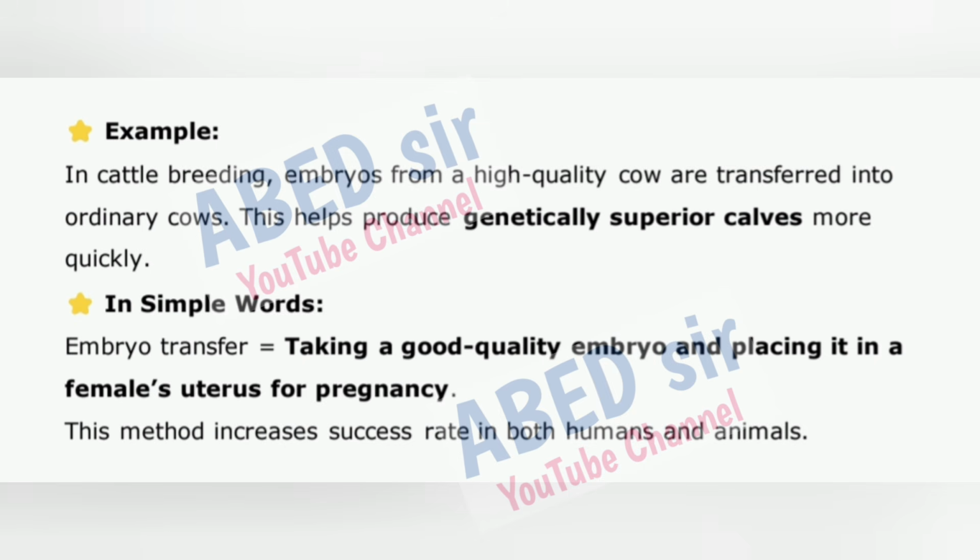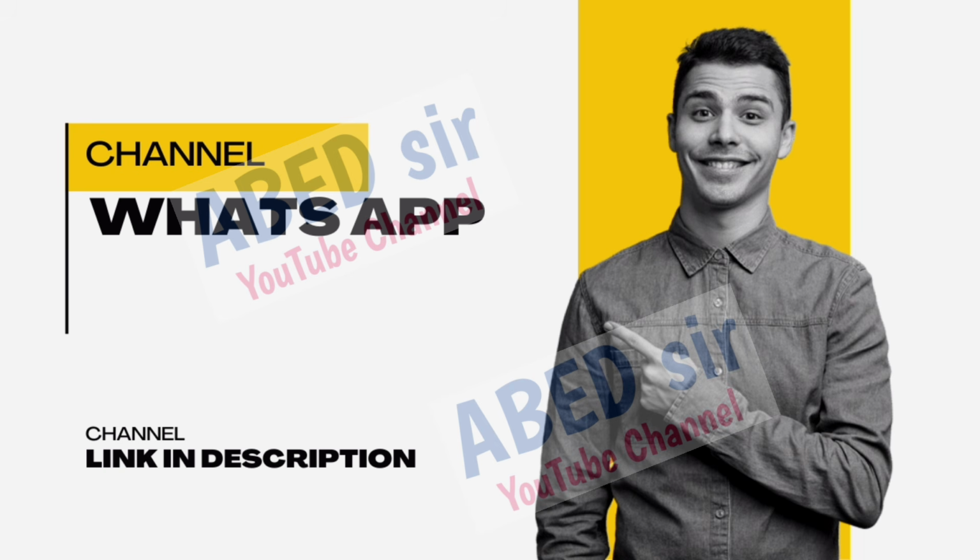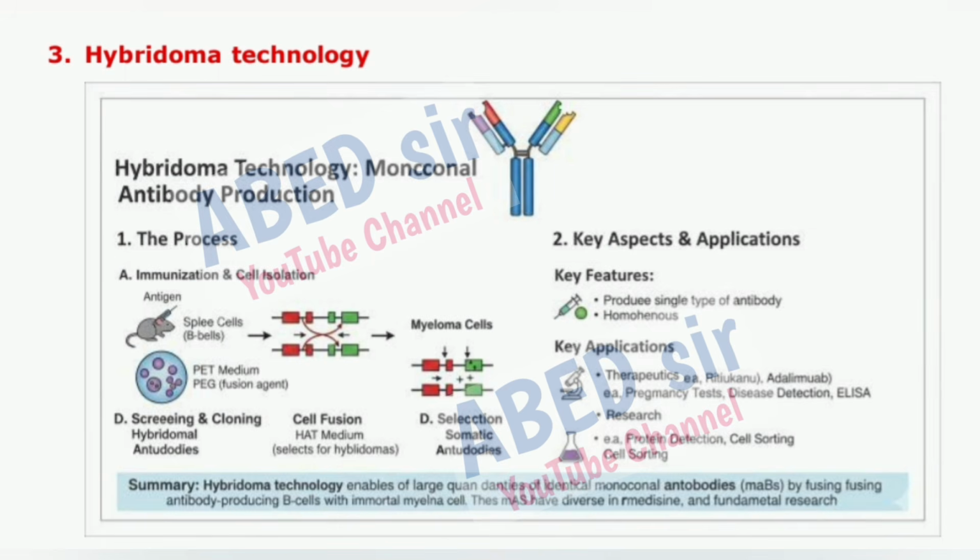5. The embryo is gently placed into the uterus of another female, called the surrogate mother or recipient female. Example: in cattle breeding, embryos from a high-quality cow are transferred into ordinary cows. This helps produce genetically superior calves more quickly. In simple words, embryo transfer equals taking a good quality embryo and placing it in a female's uterus for pregnancy. This method increases success rate in both humans and animals.